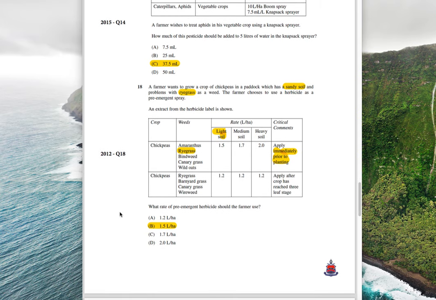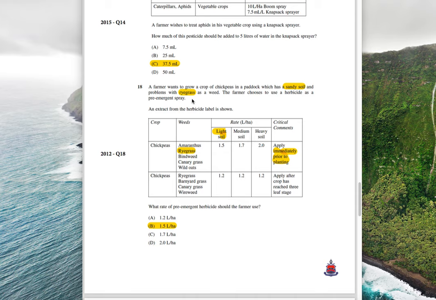This one here requires a little bit of information, probably from the sustainability topic, which we'll do soon, but basically it says a farmer wants to grow a crop of chickpeas in a paddock which has a sandy soil. A sandy soil, by the way, is considered light soil down here, and a heavier soil would be clay, and then a loamy kind of soil would be medium here.